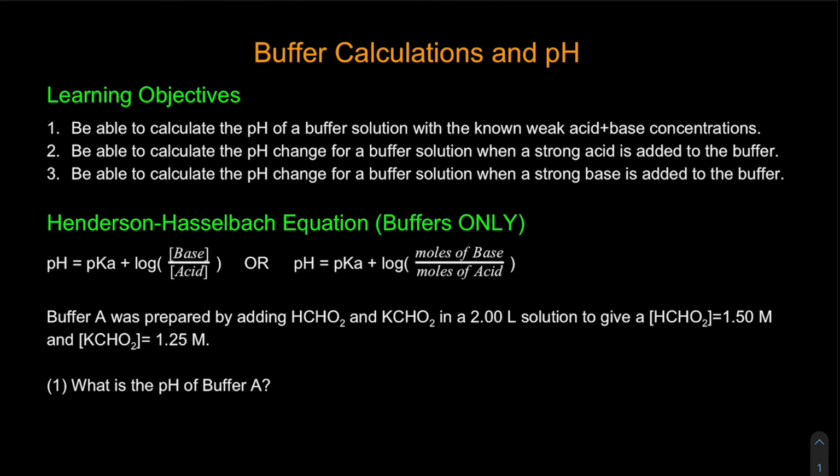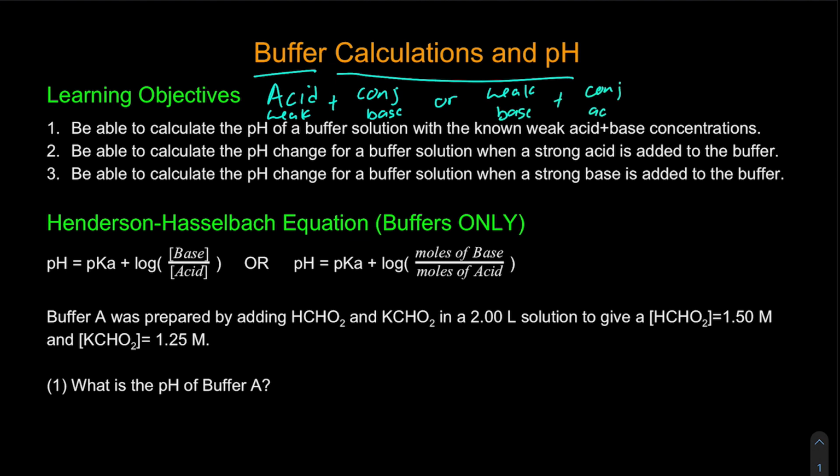So previously we've looked at buffers and how a buffer works. And now what we want to do is look at how we actually calculate the pH of a buffer solution. Now, reminding us that a buffer solution is a weak acid and its conjugate base, or a weak base and its conjugate acid, right? So we have significant amounts of each of those. So once we know how much we have of each of those things, we're going to be able to calculate the pH, knowing how much of a weak acid or a weak base we have present in the solution.